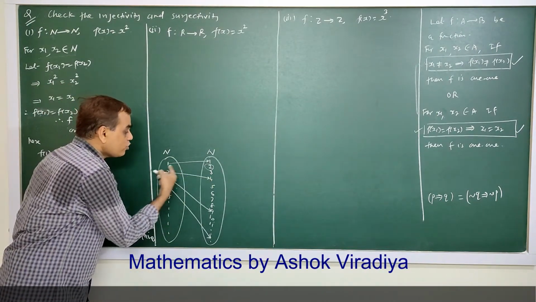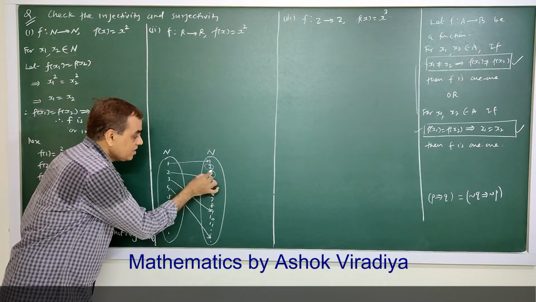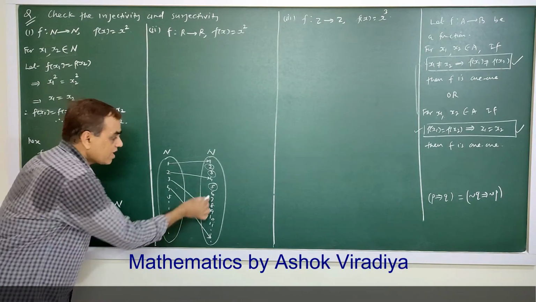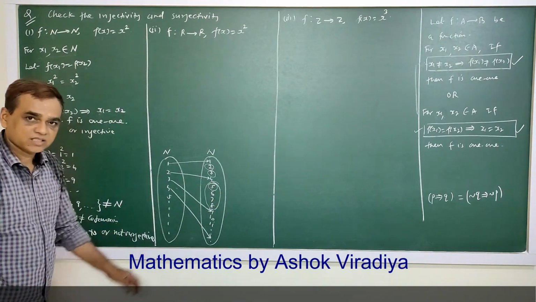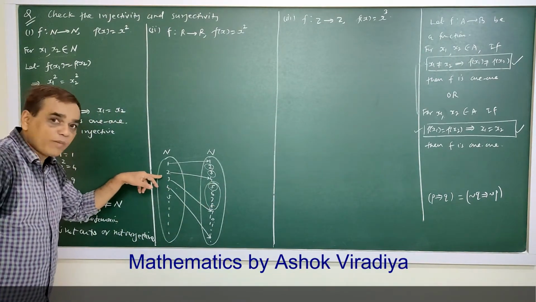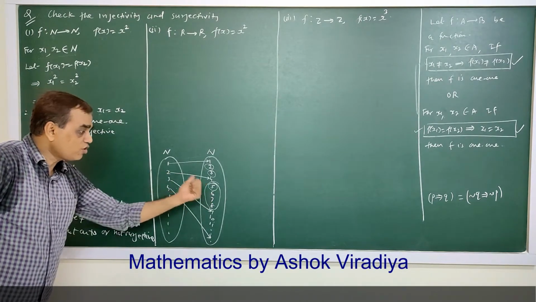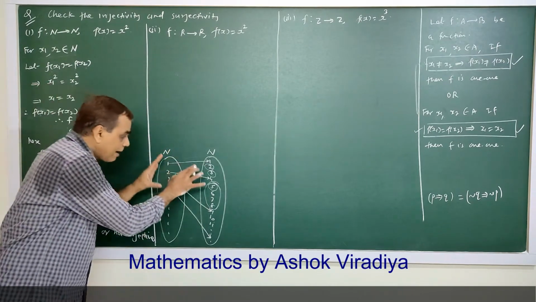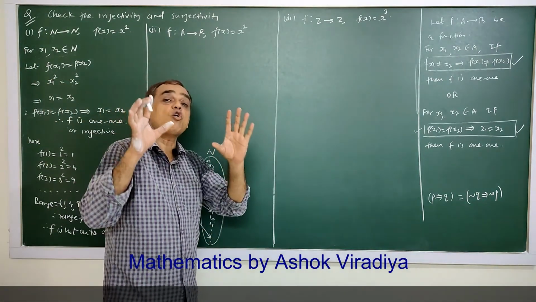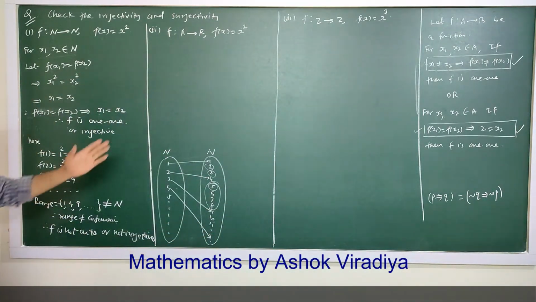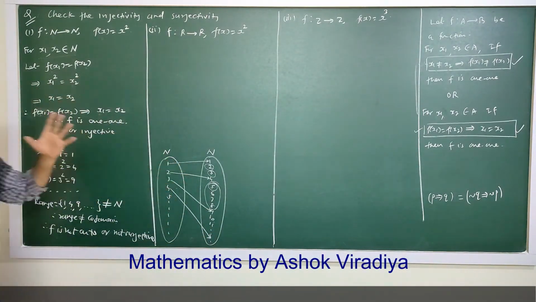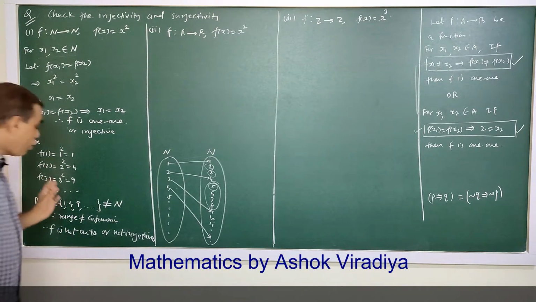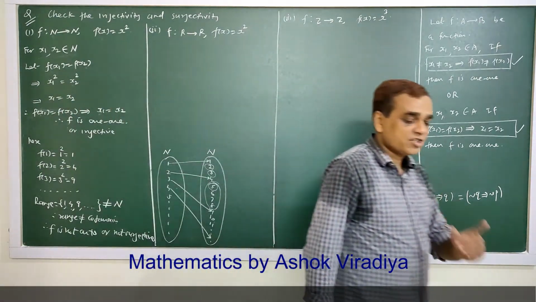Say 2 is not image of anyone, 3 is not image of anyone, 5 is not image of anyone. So there are so many y's for which there is no x in domain such that y is image of x. Many numbers are left without connection. So if it happens, function is not onto function. So when this happens, range is not equal to codomain. Range is not equal to codomain, function is not onto function, or it is not surjective function.